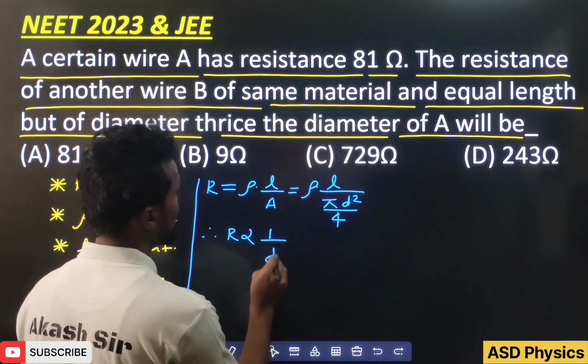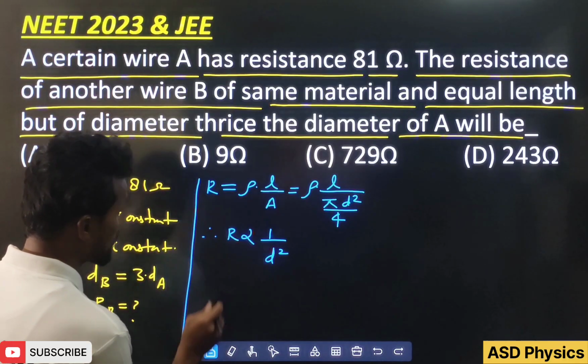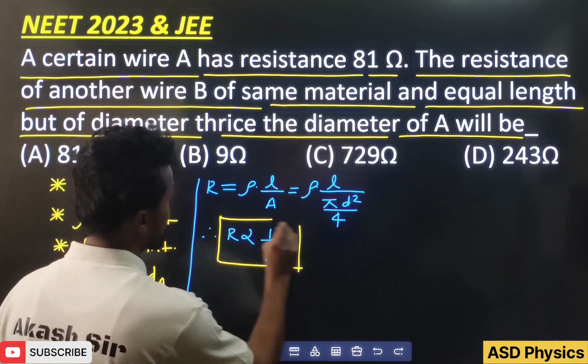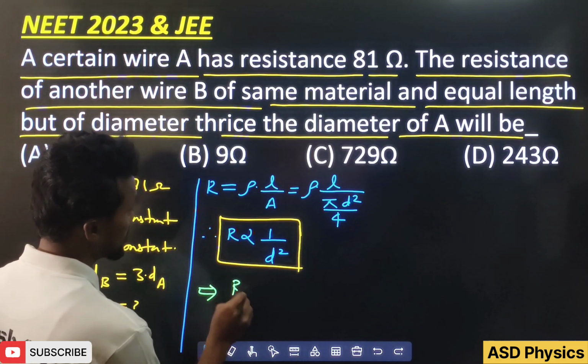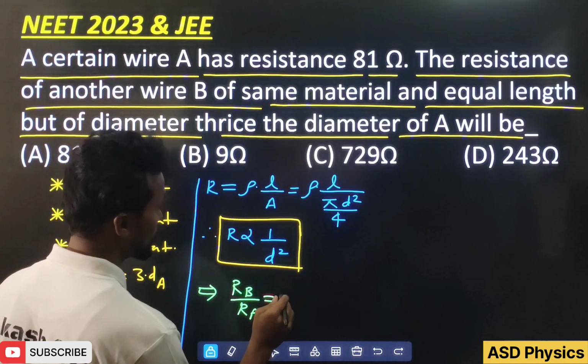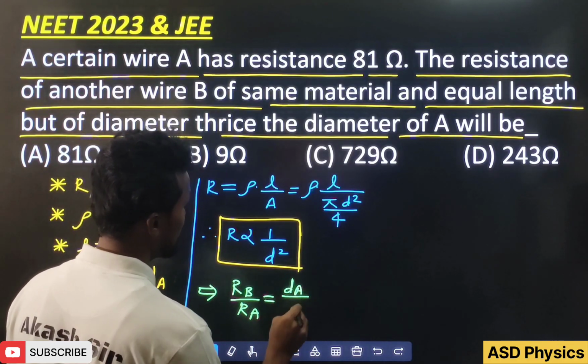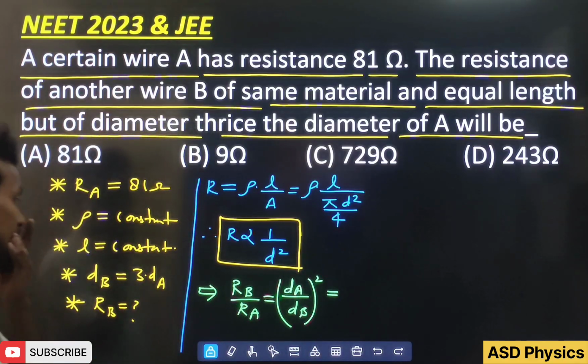That means what we can tell here, inversely proportional to D square, is it? That's it, question completed. Now see, this is the situation. Hence we can write here, students, RB by RA is equal to dA by dB whole square. Okay, and what is the dA by dB?